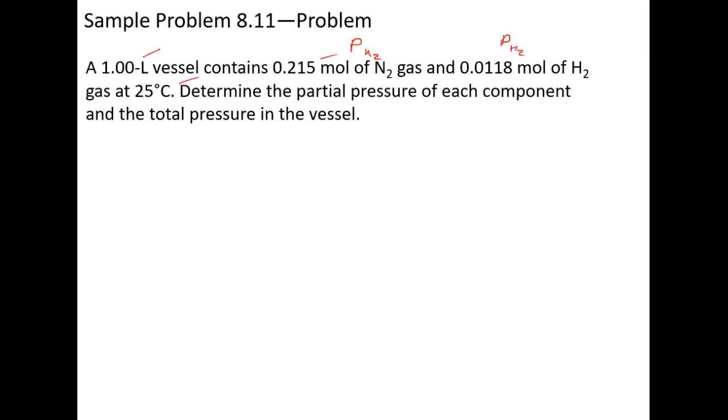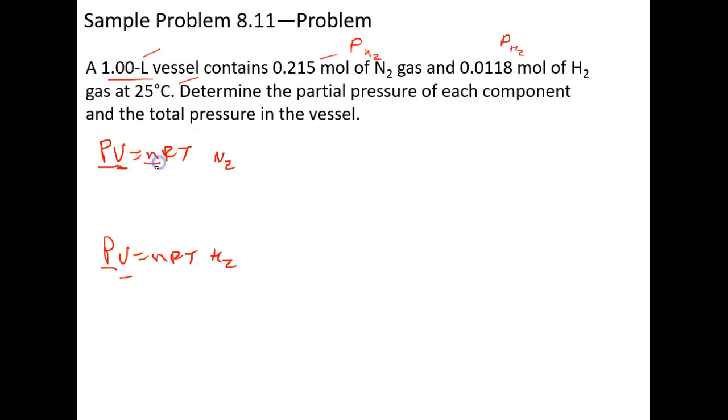I'm going to let you work this on your own. So what you're doing is you're going to have two different equations: PV equals nRT for your nitrogen gas, and PV equals nRT for your hydrogen gas. Your pressure for both of them is going to be the same pressure, which is what you're solving for. Your volume is 1 liter because both gases are in a 1 liter container.